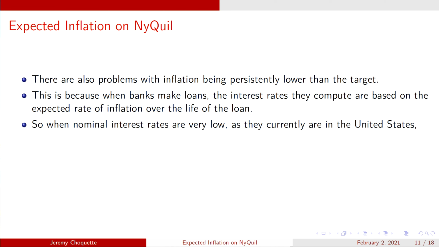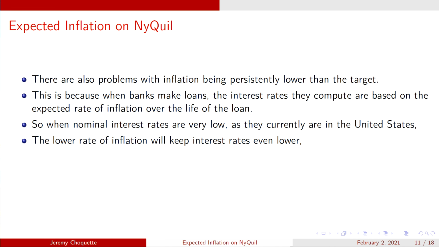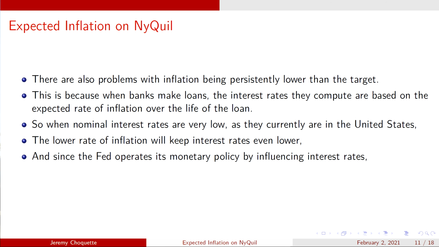So when nominal interest rates are really, really low, as they currently are in the U.S., and we have a low rate of expected inflation, and sadly also a low rate of inflation, that's going to keep interest rates even lower. And that sounds nice, right? Like, who doesn't want lower interest rates?